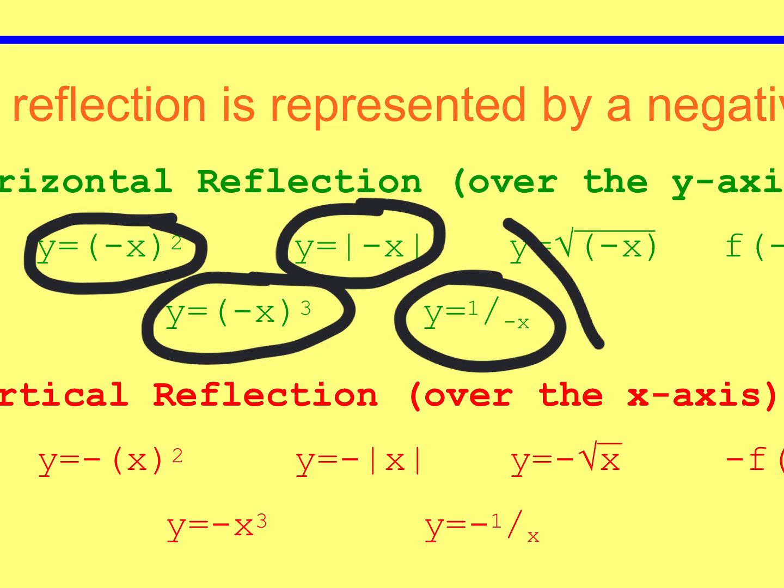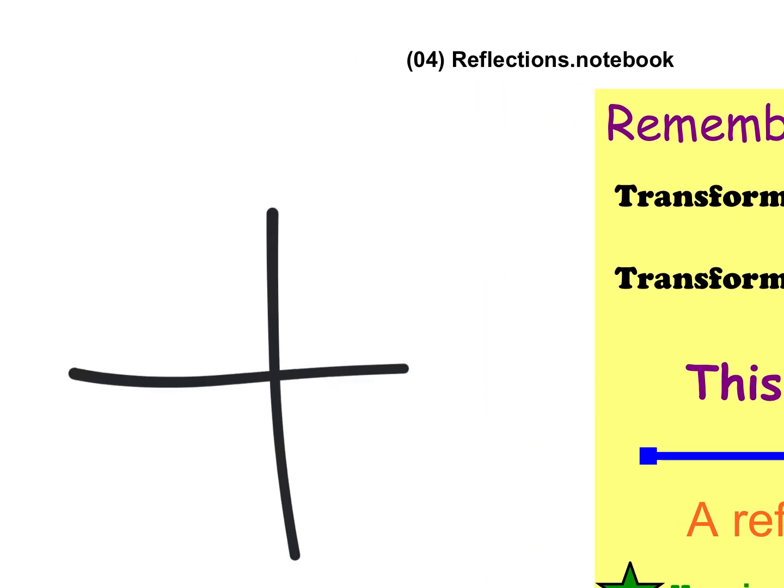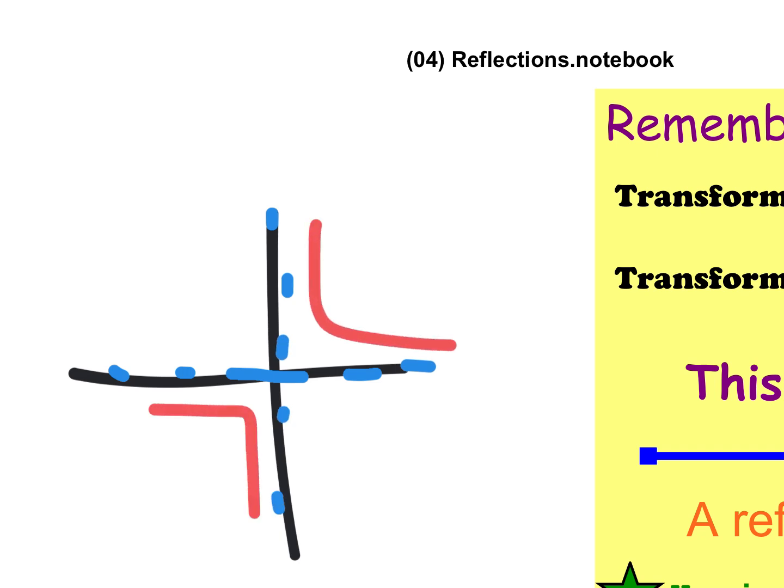I want a side note for just a second. You remember what 1 over x looked like? We just did that one. It was like this with the asymptotes here, and the graph was here and here. I want you to visualize, if I did a left-right kind of flip, that's a horizontal flip. Can you visualize where each piece would go? Then imagine an up-down flip.